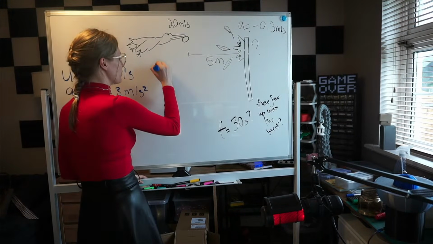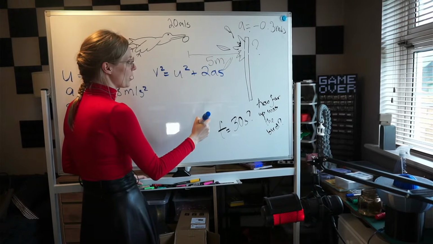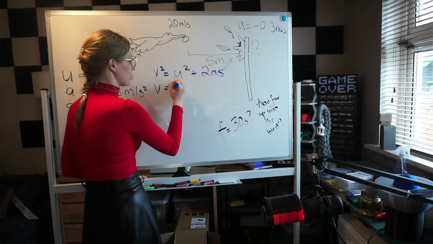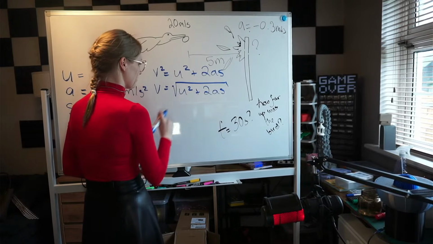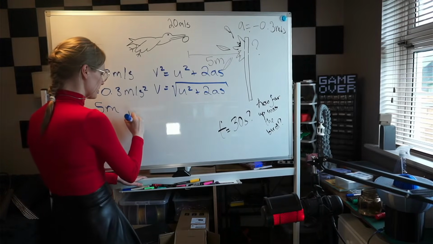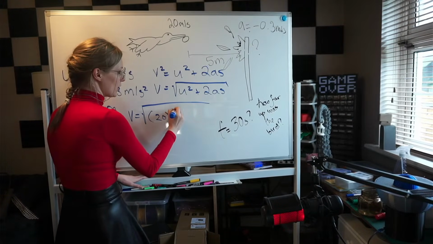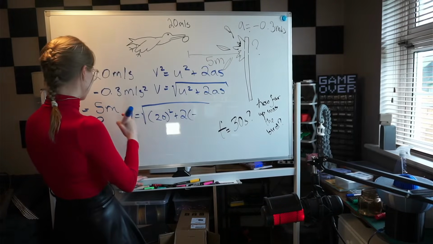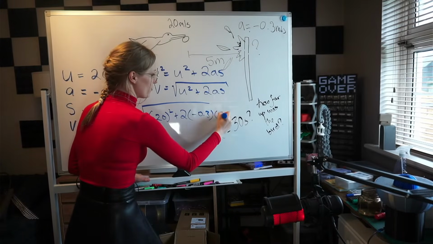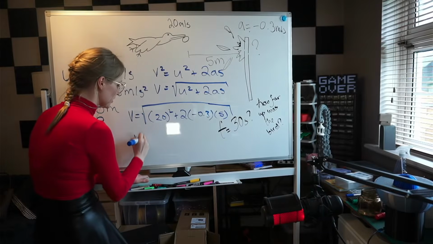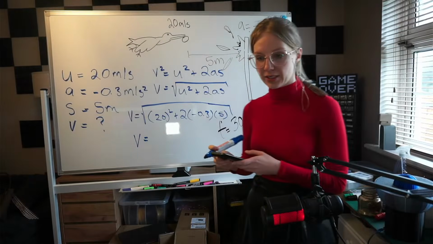So we'll use the equation v squared is equal to u squared plus 2as. We're going to rearrange the equation to find v on its own. V is equal to the square root of u squared plus 2as. Okay, let's sub in all our numbers. V is equal to 20 squared, plus twice the acceleration, minus 0.3. Very important that it's a minus. And the distance it traveled is 5 meters. What is the final speed of the bird as it went splat? So grab your calculators.